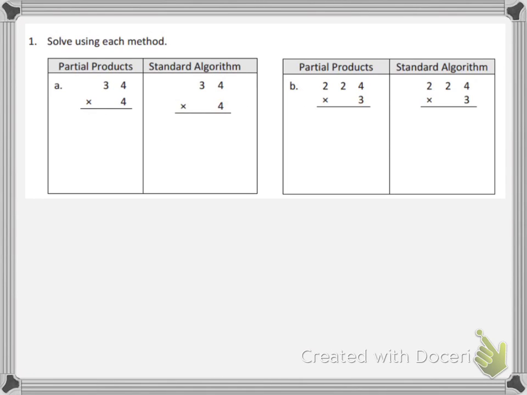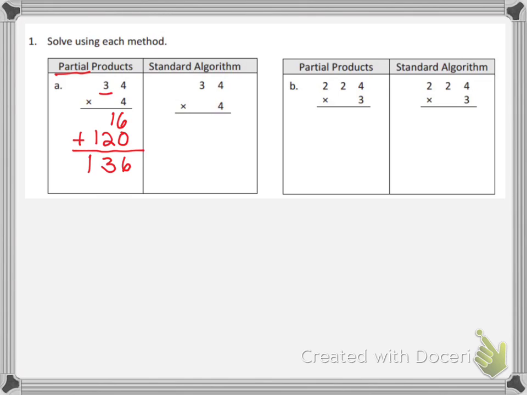All right, we're going to try to solve each one of these using the partial and then comparing it with the standard. So 34 times 4, and we're going to be using the partial product way. So 4 times 4, 16. But now this is not a 3, this is a 30. So 30 times 4 is 120. And what do we do with partial products? We add them. 6 ones, 3 tens, and 100. 136.